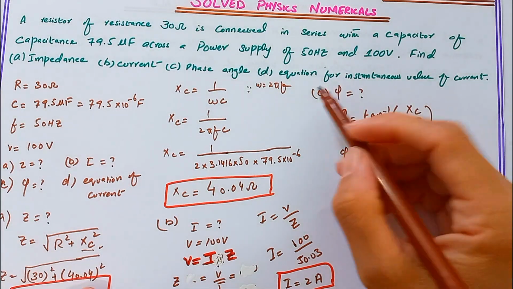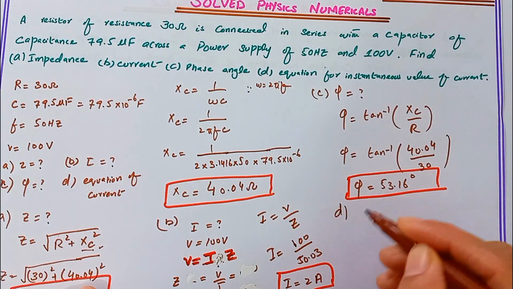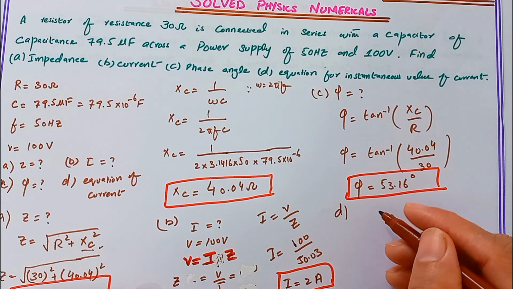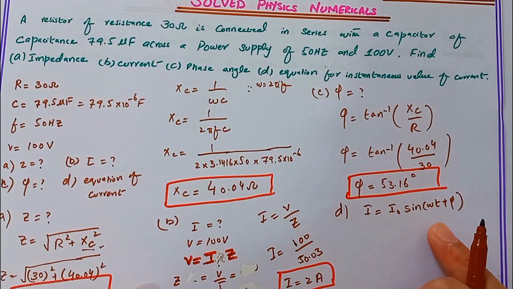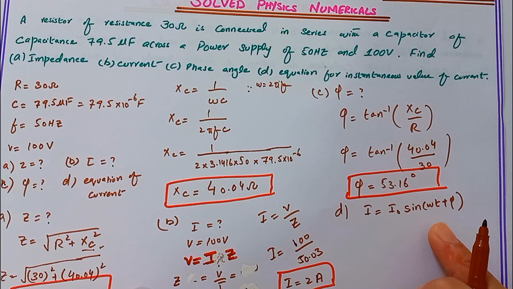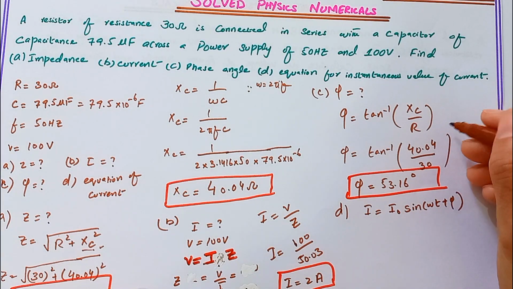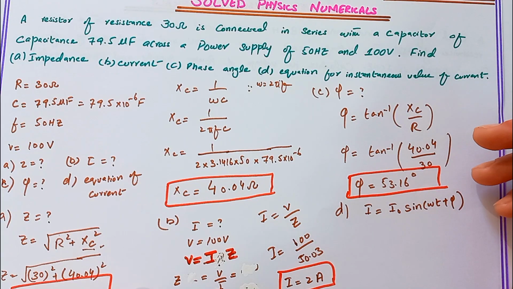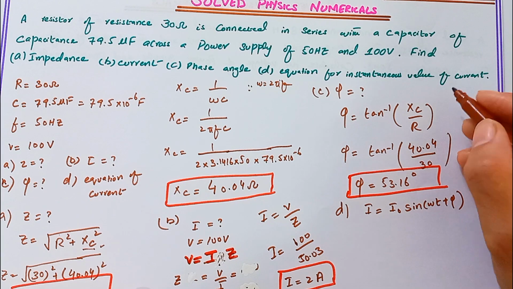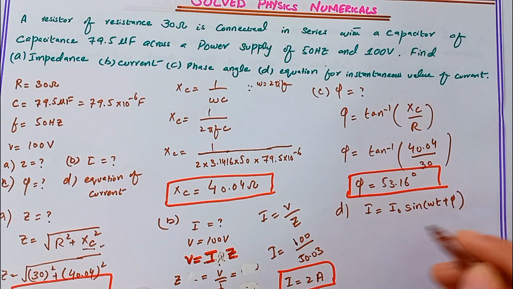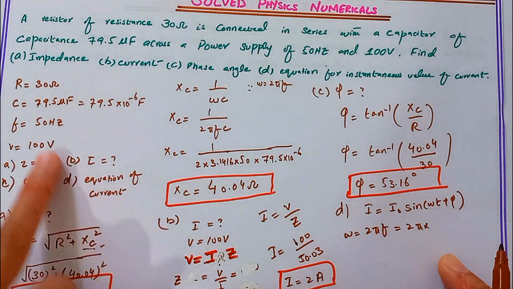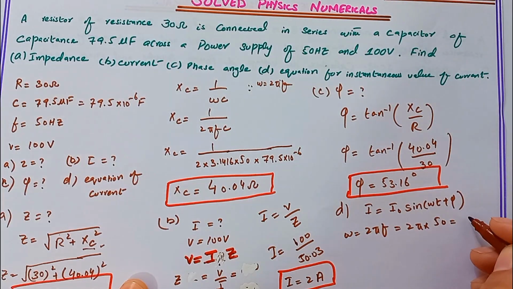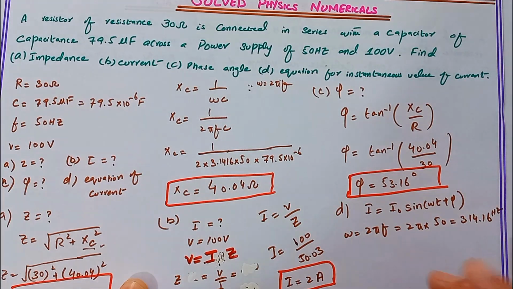Now we find the D part, that is the equation. For the equation, we know that I is equal to I naught sine of omega t plus phi. Here we know that omega is equal to 2 pi f. The frequency f is given as 50 hertz. So omega is equal to 314.6. That is the omega value.